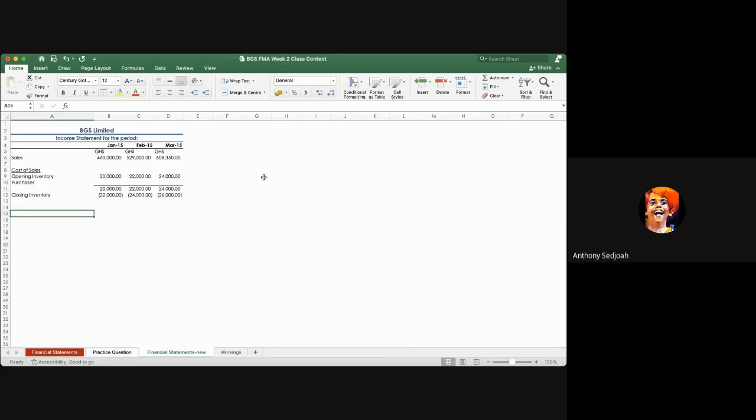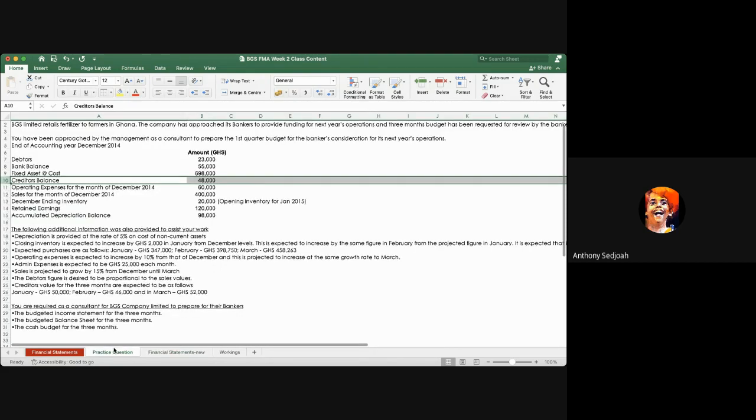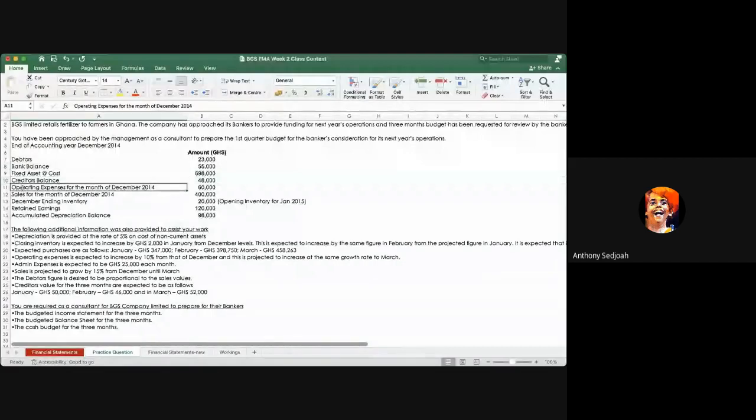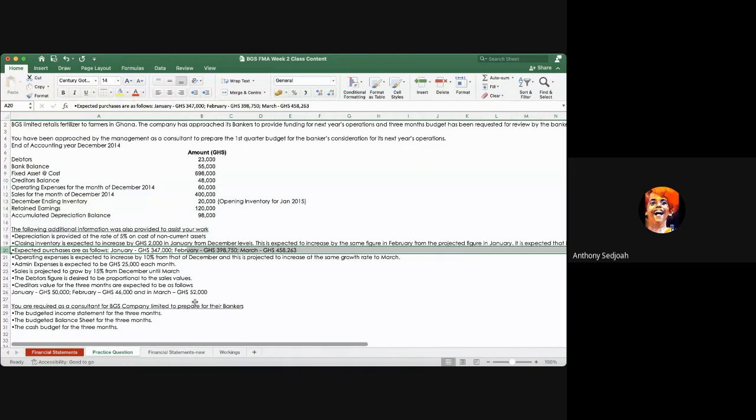You're welcome. So we now come to calculate the purchases. The question didn't give us the amount for purchases. If you go through and see, we have debtors, bank balance, fixed assets, creditors, repeating expenses, inventory, retained earnings. Then let's see, expected purchases are here. So the question actually gave us the expected purchases, so we can put it in the financial statement straight away.